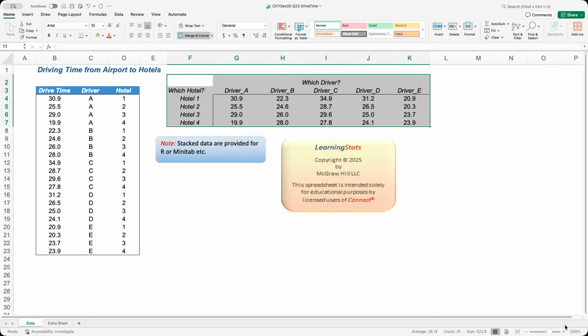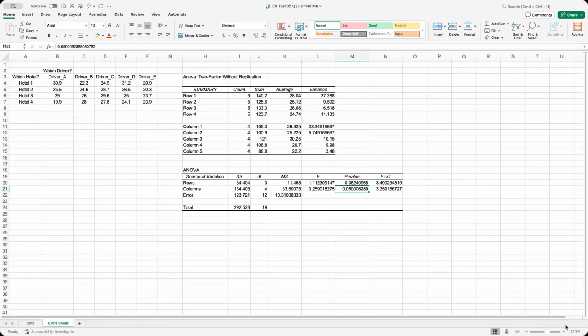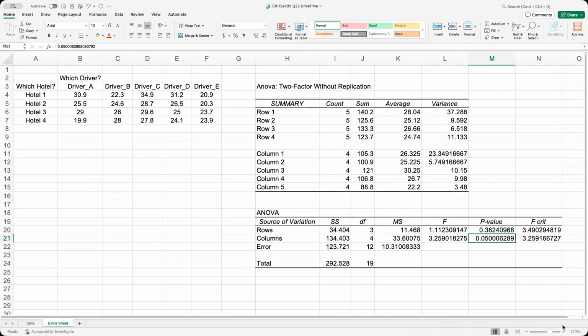Under examples for class, this is chapter 11, section 5, question 23. But mine was already done. Oh, that was convenient. So I upload it with the actual completed stuff. So we run through the ANOVA, data, analysis, two-factor, highlight the right pieces. There's our data in the upper left here. And here's the results for our ANOVA without replication.